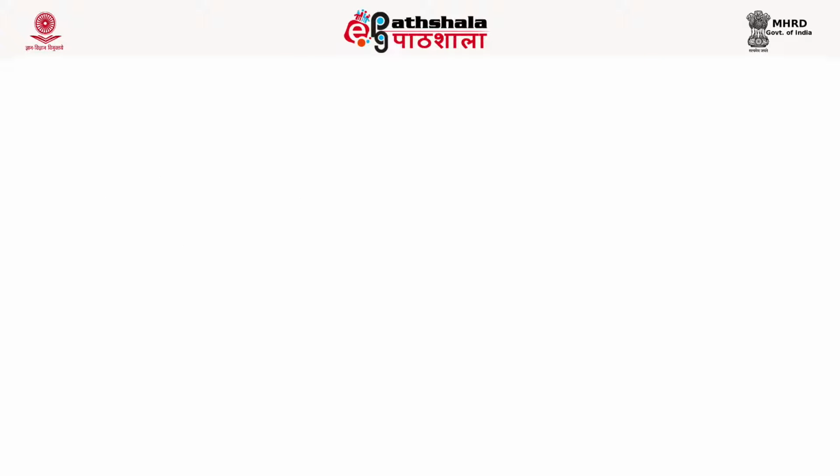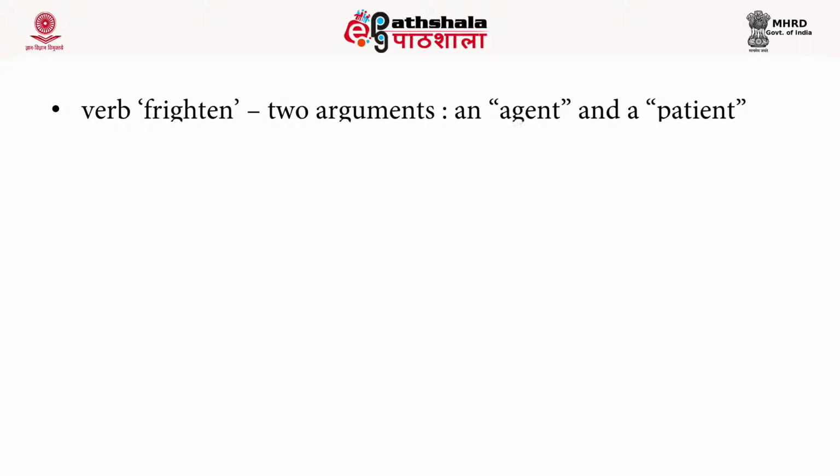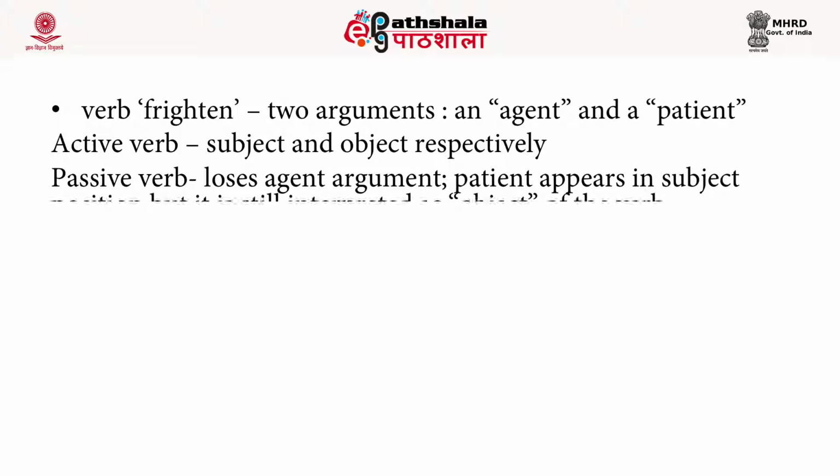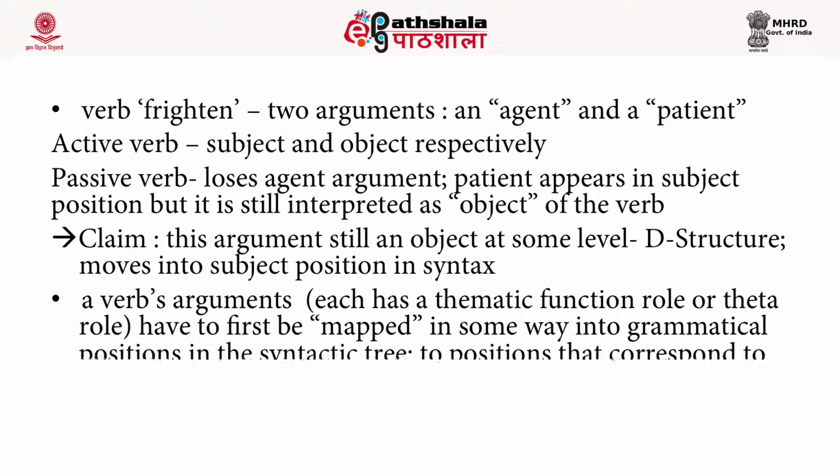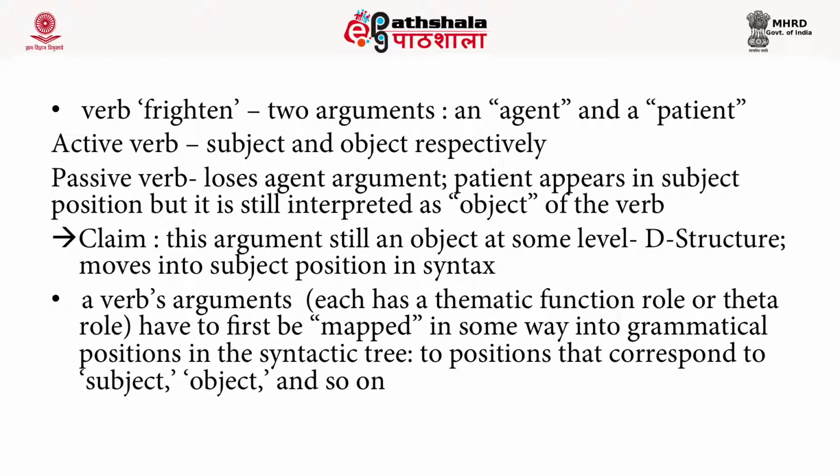To break this down further, we see that the verb frighten has two arguments, an agent and a patient. Active verb takes subject and object respectively for an agent and a patient. Passive verb loses this agent argument. The patient appears in the subject position, but it is still interpreted as the object of the verb there. Now the claim that we are trying to make here is that the argument is still an object at some level of representation, and we say that level is the D structure. It moves into the subject position from that object position after that level of representation.